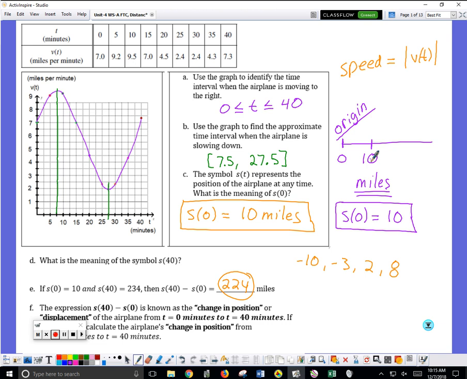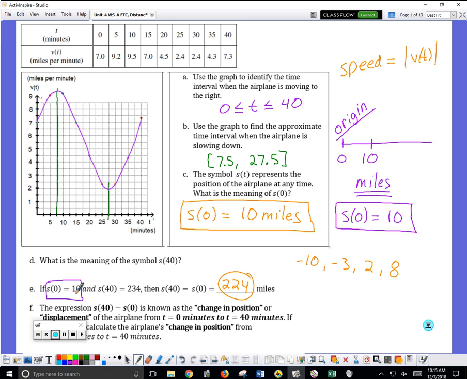The S of 0 is just a position equation, right? So S of 0 isn't a position equation per se. It's an example of a specific position. So it's saying when time is 0, the location of the plane is 10 miles from the origin.